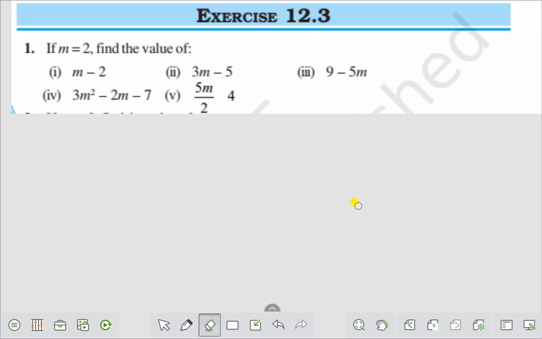Hello everyone. Today we shall discuss exercise 12.3 question number 1.